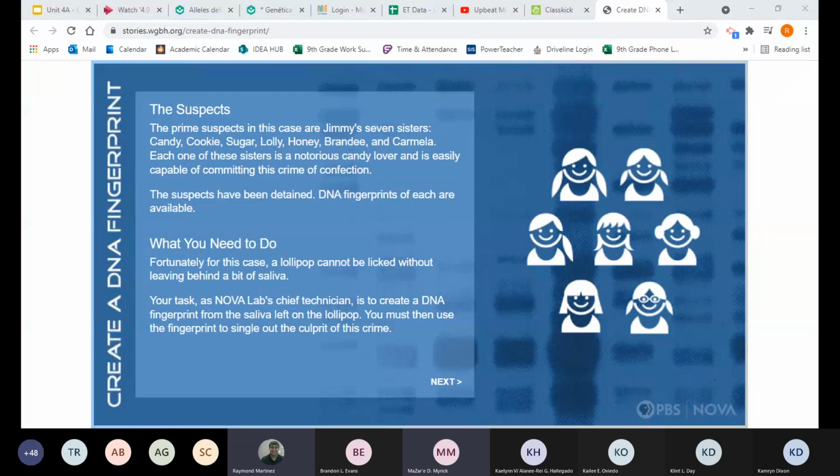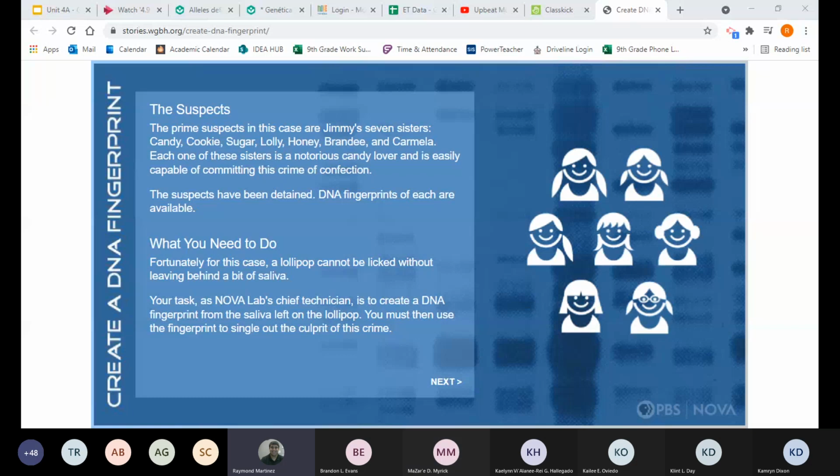Do you want to read the rest? Mm-hmm. Okay. The suspects have been detained. DNA fingerprints of each are available. Okay, you can stop there. Oh, that's it? Okay. Thank you, Missouri. You're welcome. Also, it's nice to hear from you.